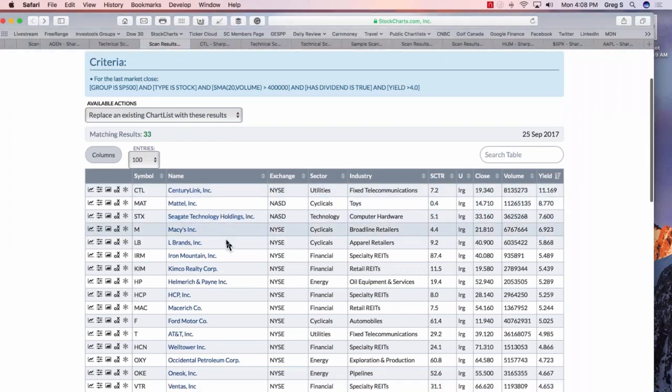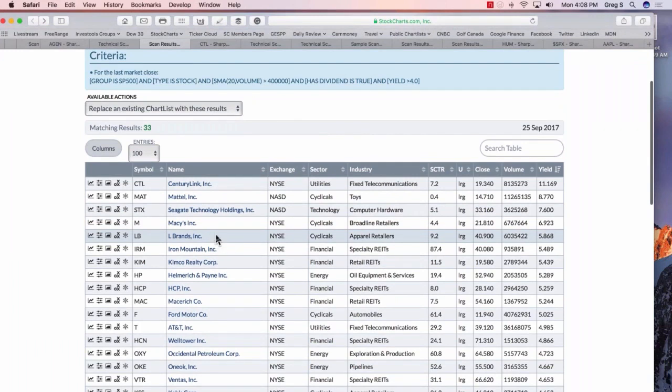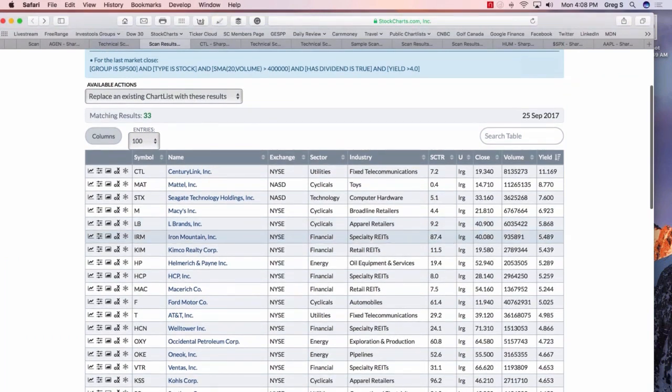And obviously, usually it's some sort of a stock that's pulled back, and we have to decide if we want to own it yet. So, we're looking at a 7% holding. These are S&P 500 stocks, but look at how low the scooter is. And here's Iron Mountain with a 5.5% yield. But the scooter is very strong, at 87.